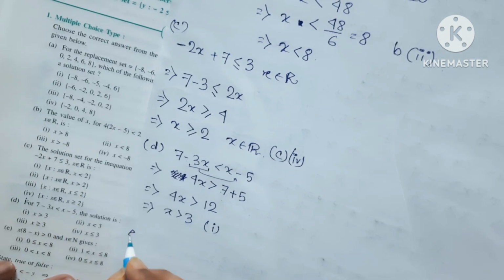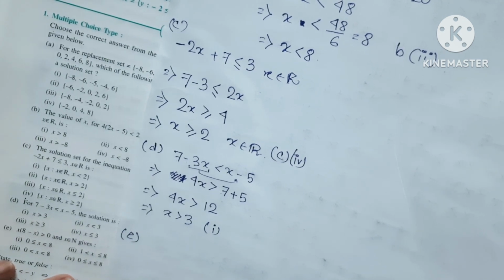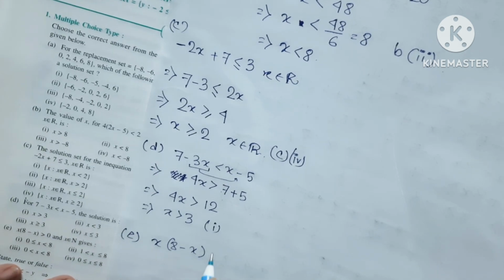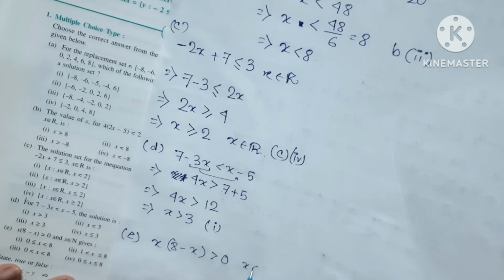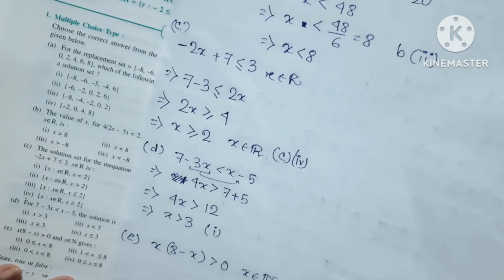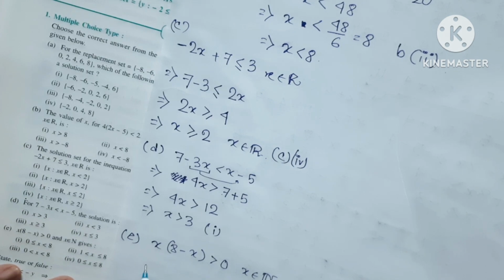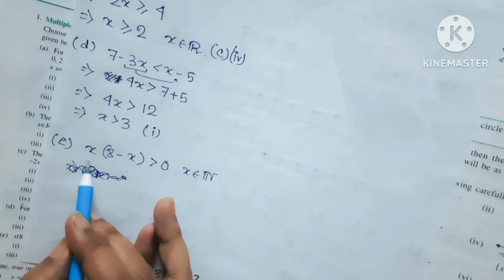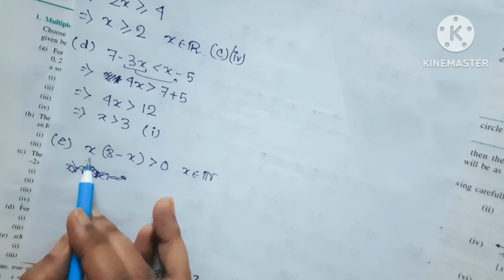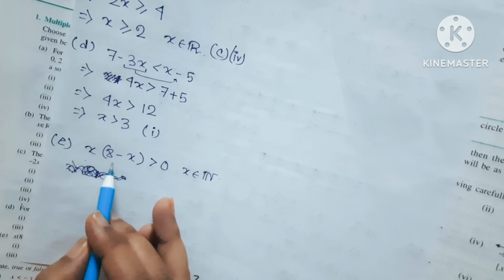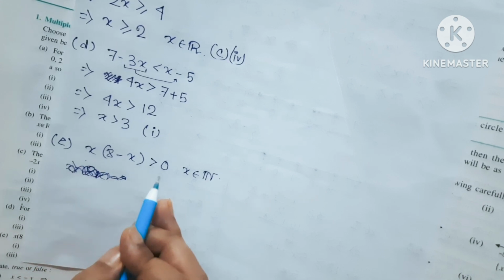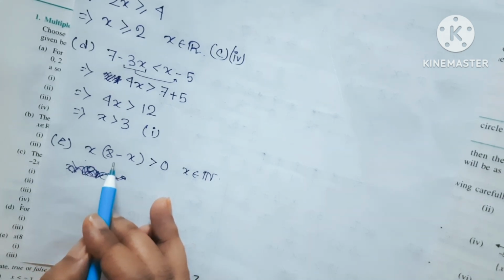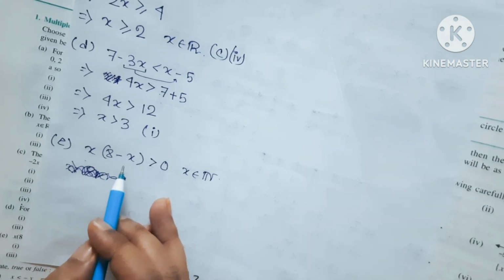Now question number E. x into 8 minus x is greater than 0, x belongs to N. See the replacement set. x belongs to N. x into 8 minus x. So here this is a product of two terms that is greater than 0. That means either both are positive terms or both are negative terms.